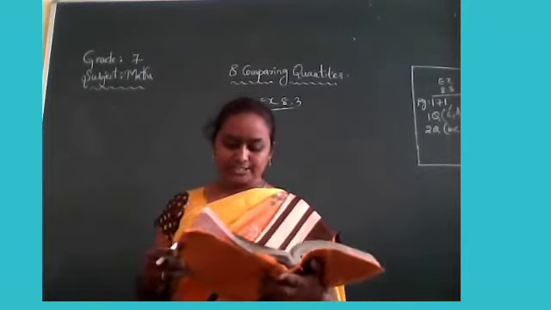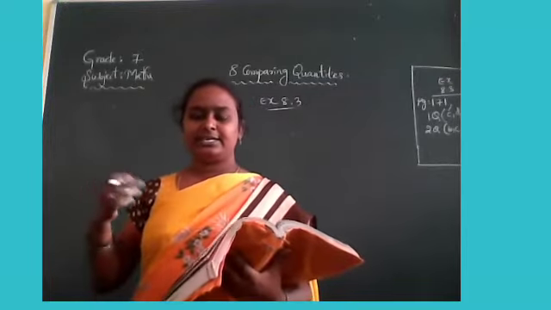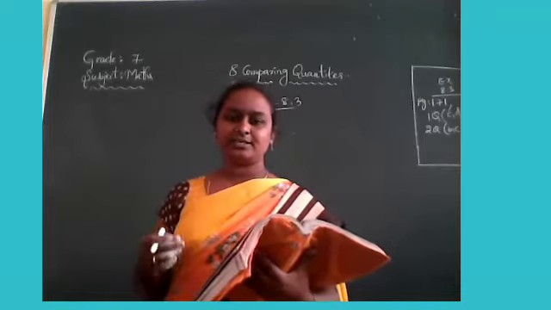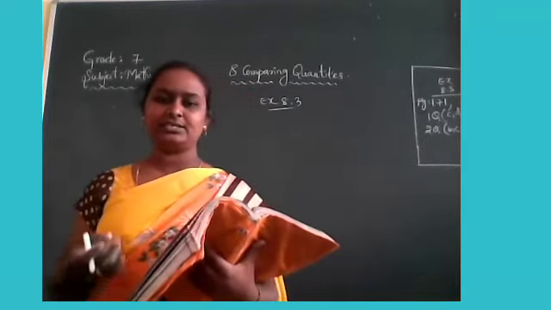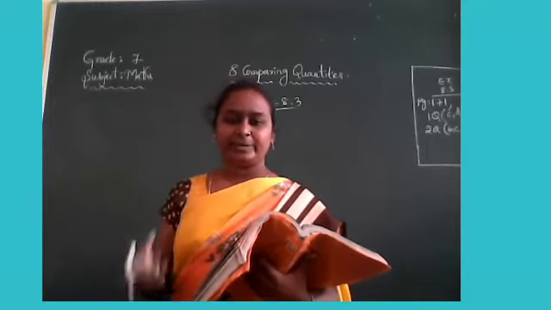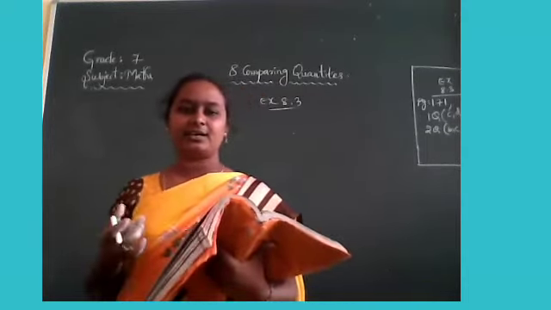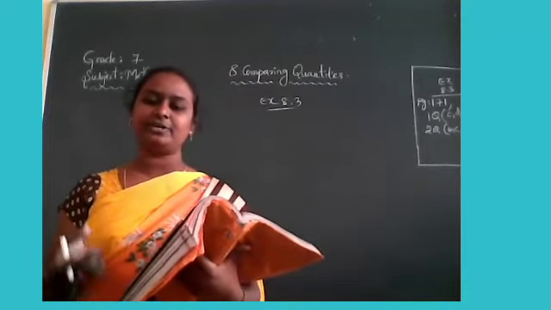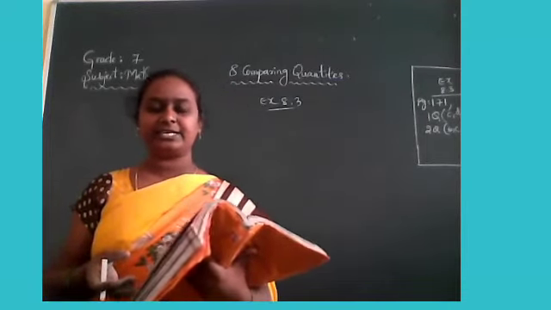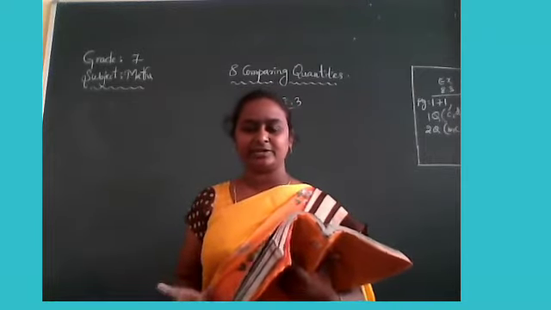So she sold the washing machine for 13,500. So she got a loss on the cost price. How much? 20%. Then how much did she pay for that washing machine? That means we have to find the cost price of the washing machine. Actually, the cost price is not mentioned here. Then at that time, what do you have to do?